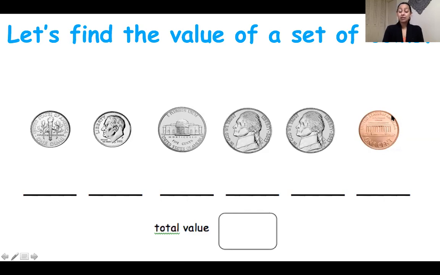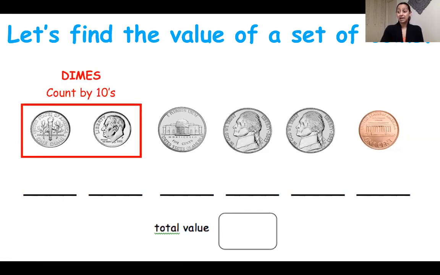All right, now we're ready to count. So I noticed that the first 2 coins are the same coin. They're the front and back of a dime. So we have to start by counting by tens. Let's do that. Ready, set, go. 10 cents, 20 cents.